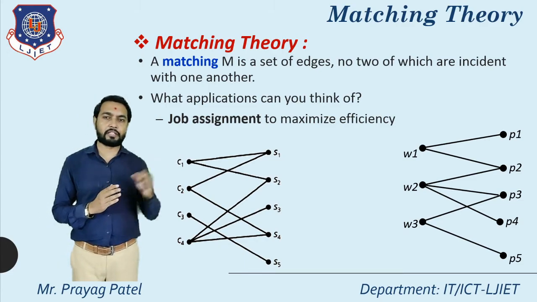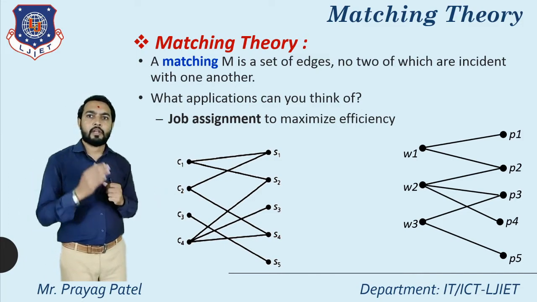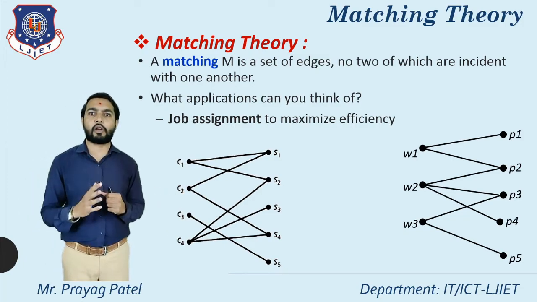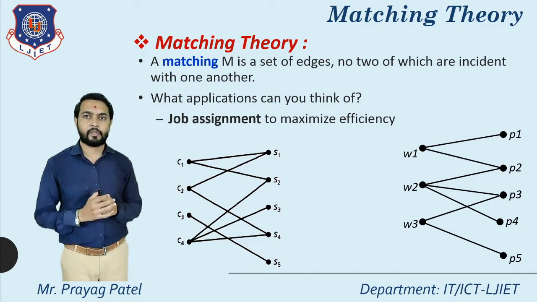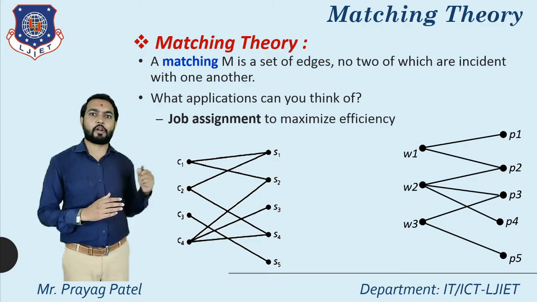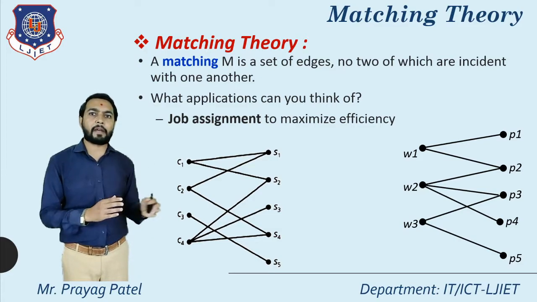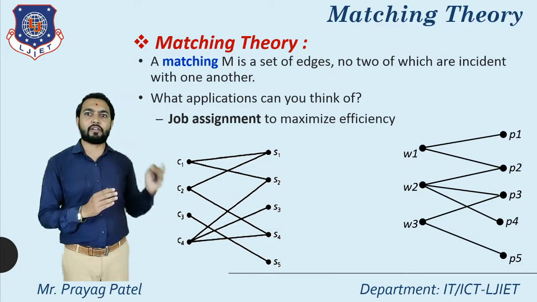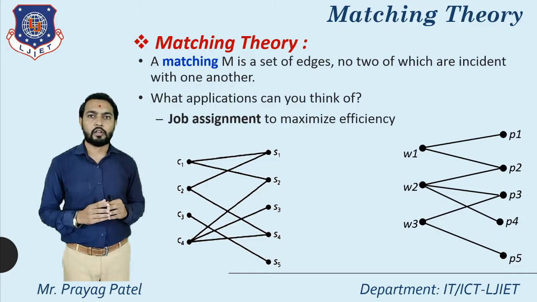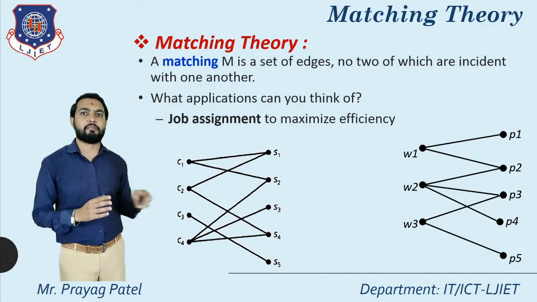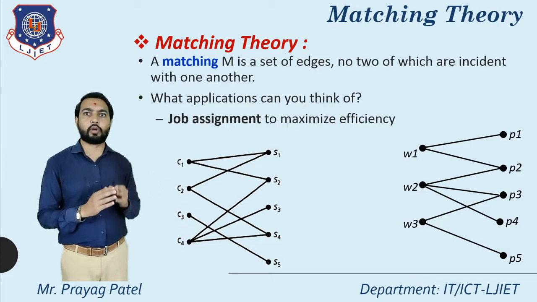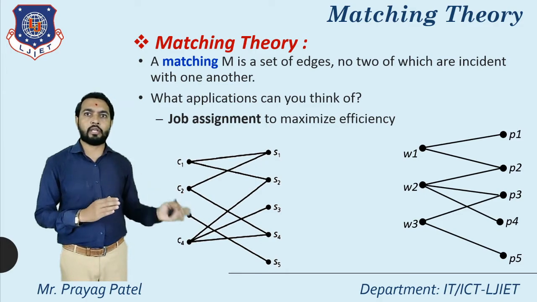Now another example of matching is here in the first figure. C1, C2, C3 and C4 are considered as four faculties. S1, S2, S3, S4 and S5 are considered as five subjects. We have to assign each faculty to one subject. So C1 is assigned one subject, C2 one subject, C3 one subject and C4 one subject. So every faculty has one subject. For that we have to give the assignment, or matching, of C with S. So it is called matching.